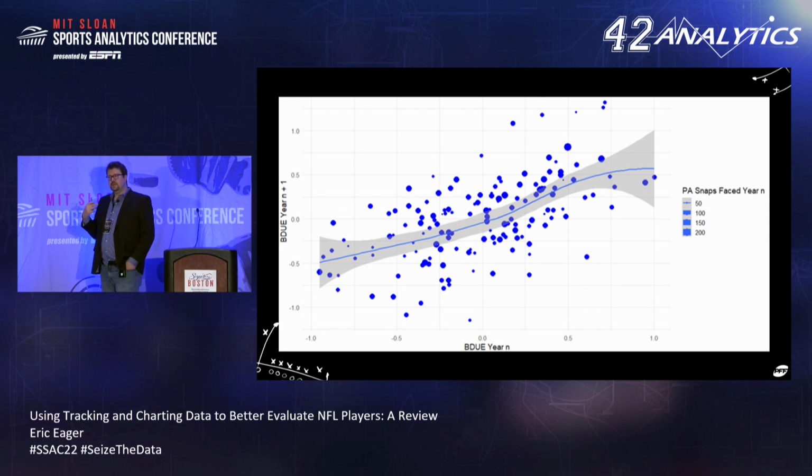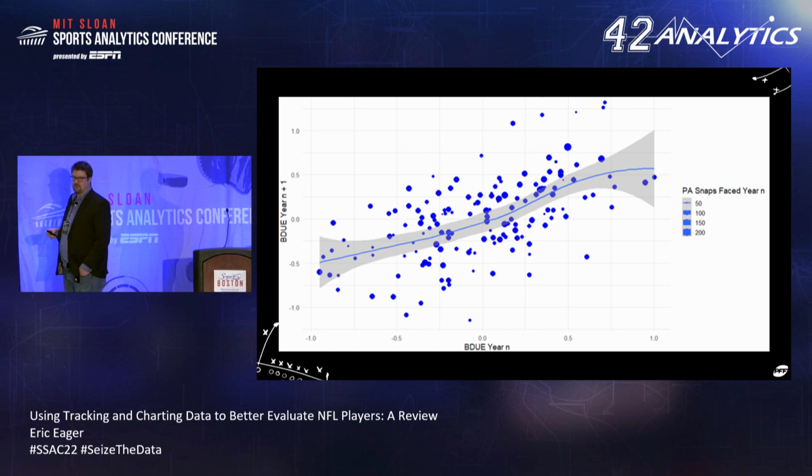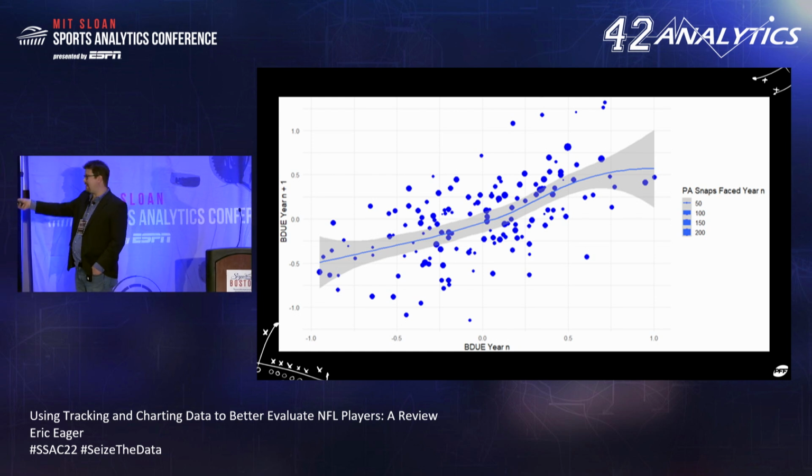So again, using the tracking data to enhance something that we have at PFF is pretty successful in this case. I'm calling it BDU, bite distance under expected. Better bite distances under expected go up, and worse ones go down.